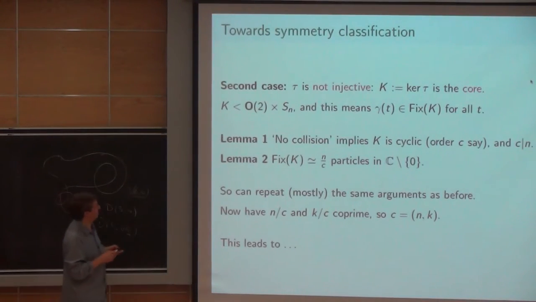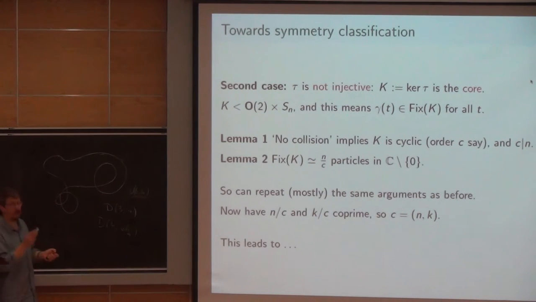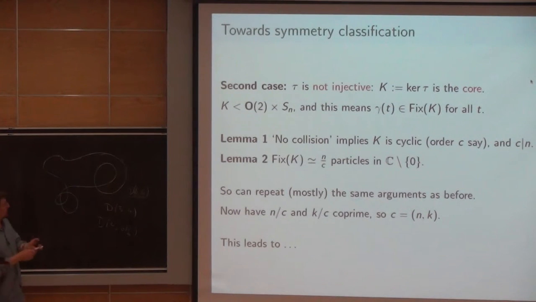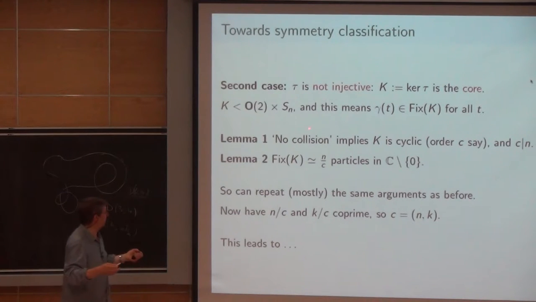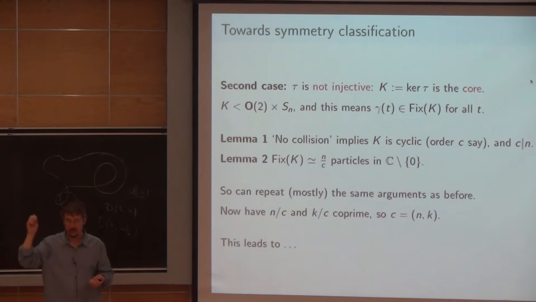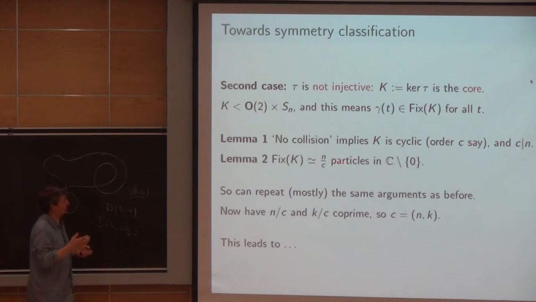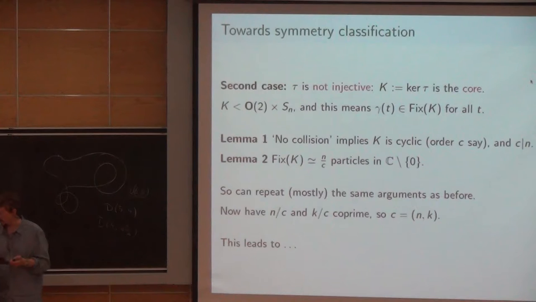So the second case, as I said, was where tau, this projection, is not injective. And then we have a core, and that core was what I just described in the picture, so I won't go through it. The important observation was that if you have a core of order C, then there are C particles that are doing exactly the same thing. So you can factor that out, and you get a slightly different analytic problem. But topologically or algebraically, it's the same as having N over C particles and K over C symmetry. So you analyze it like that.